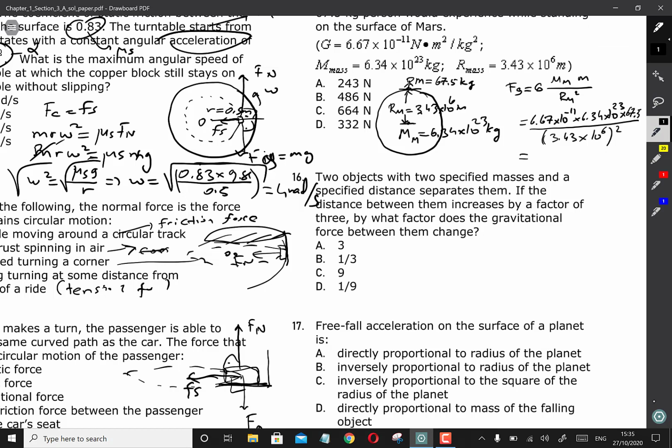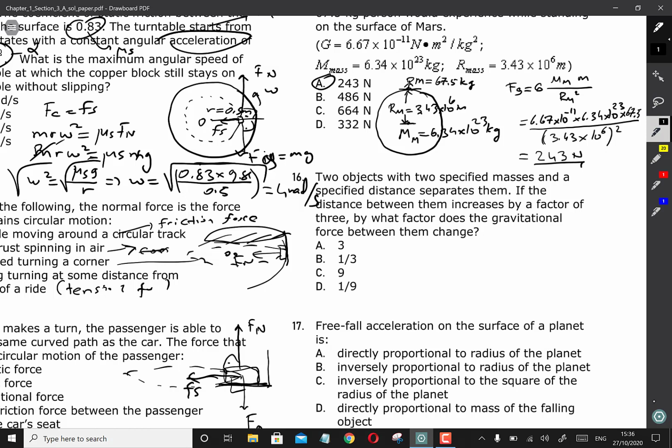It is so big number. No, pardon, not so big number. 242.6, which is 243 Newton. Almost. Yeah, A is the correct answer.